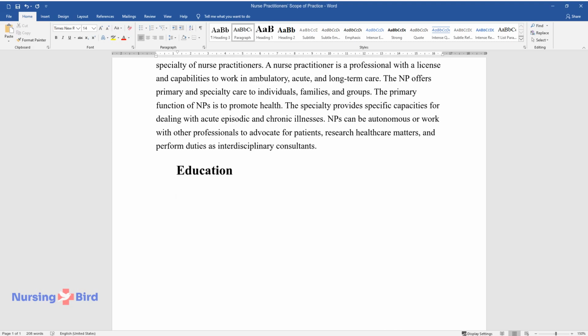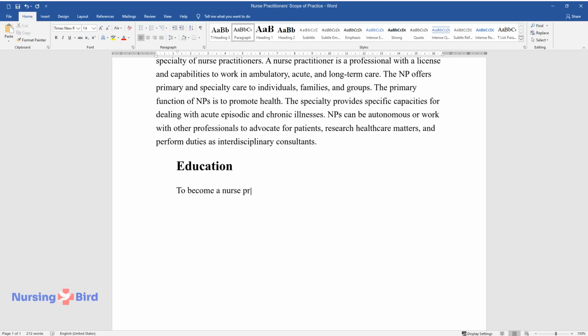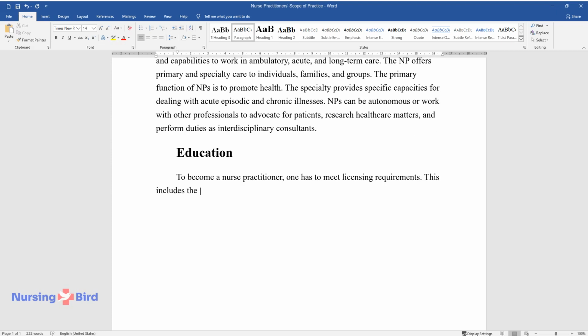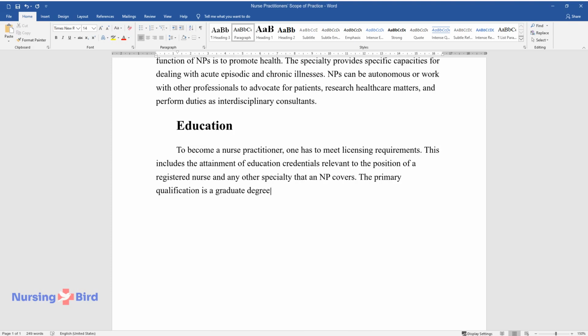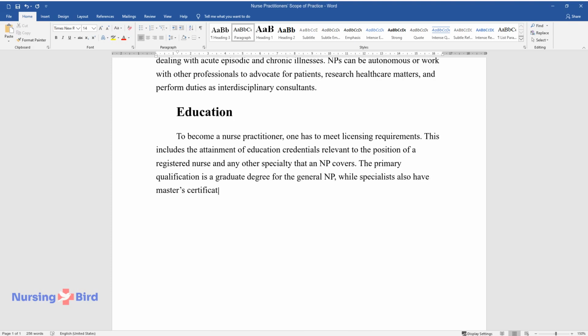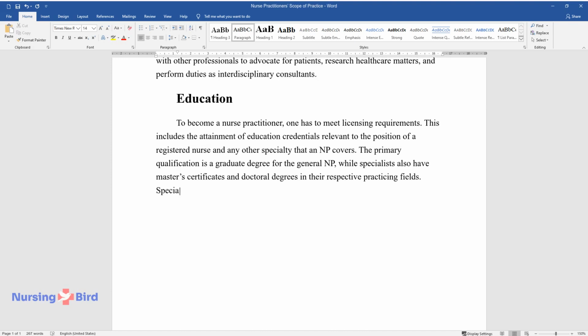Education. To become a nurse practitioner, one has to meet licensing requirements. This includes the attainment of education credentials relevant to the position of a registered nurse and any other specialty that an NP covers. The primary qualification is a graduate degree for the general NP, while specialists also have master's certificates and doctoral degrees in their respective practicing fields. Specialty knowledge comes from the acquisition of didactic and clinical course qualifications.